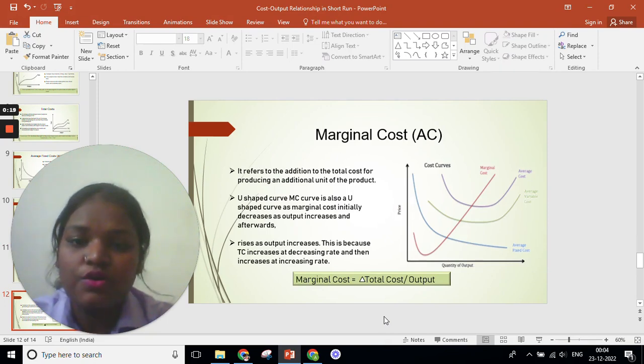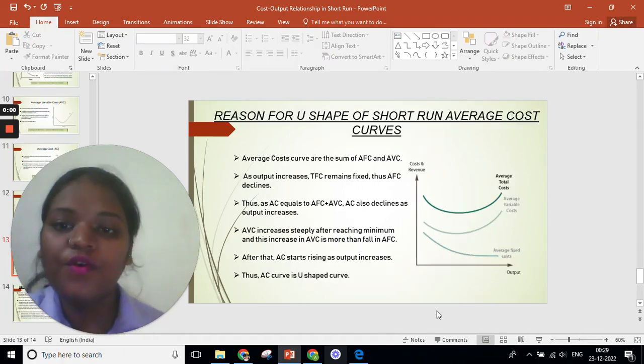The next point is the marginal cost. What is marginal cost? Marginal cost is the addition to the total cost incurred by producing an additional unit of output. Thus, the marginal cost is the cost of producing one extra unit of output. Marginal cost can also be calculated by dividing the change in the total cost by the one unit change in output produced.